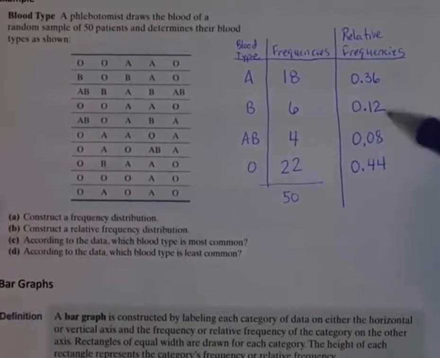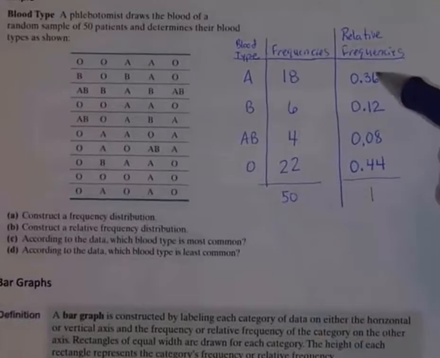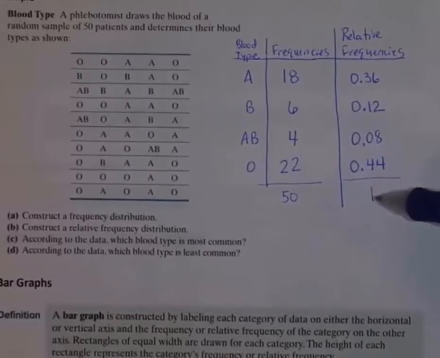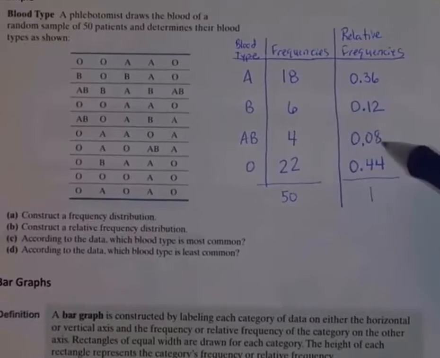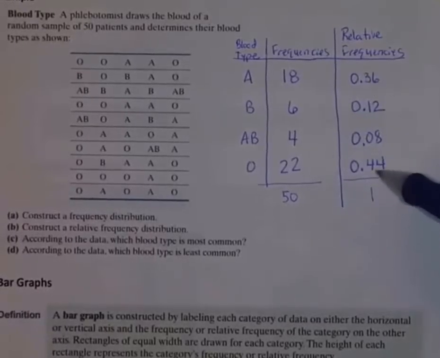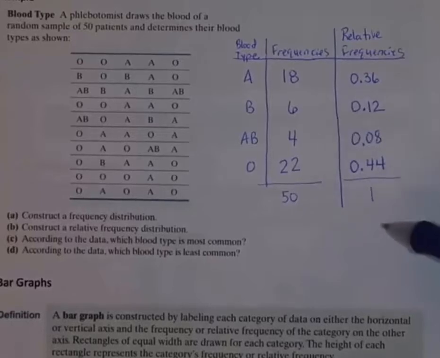If I add up the relative frequencies, they should add up to 1. So again, that's a partial way of checking whether or not you've done this correctly. If that doesn't add up to 1, something's wrong. The only real reason why it maybe shouldn't add up to 1 would be rounding. In this case, we were dividing by 50, so it all divides out nice and neatly. But if we had to round the relative frequencies, then we might add up to 0.999 or 1.001 instead of 1 exactly because of the rounding.